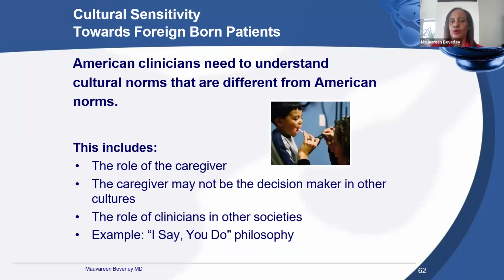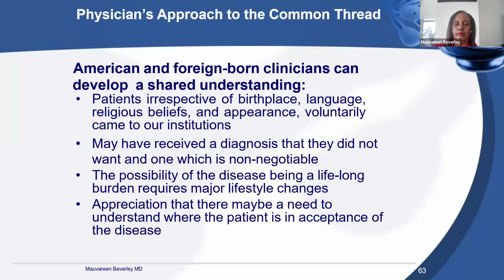Cultural sensitivity towards foreign-born patients. American clinicians need to understand cultural norms that are different from American norms. They include the role of the caregiver. The caregiver may not be the decision maker in other cultures, and the role of clinicians in other societies. Example, I say you do philosophy. And American and foreign-born clinicians can develop a shared understanding.